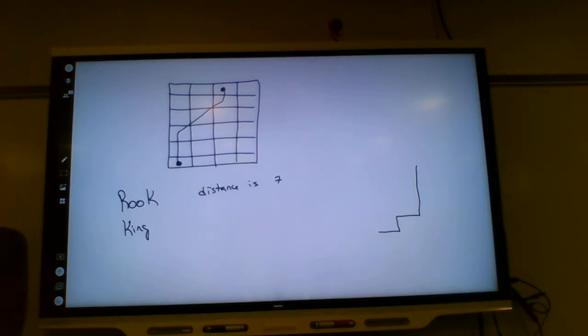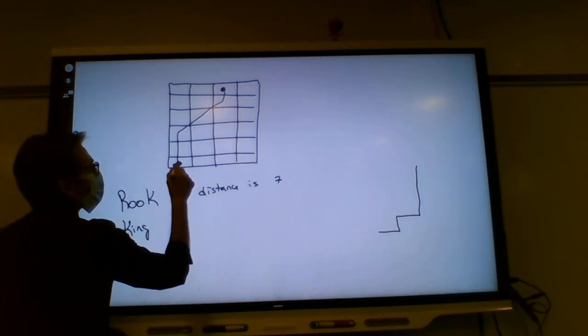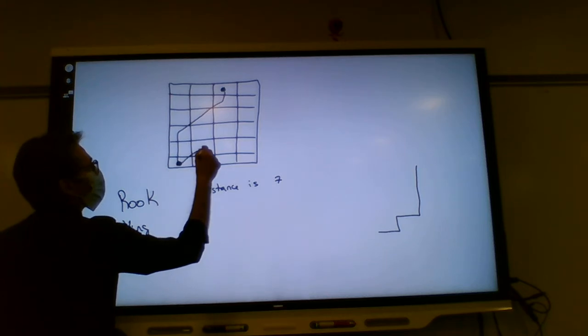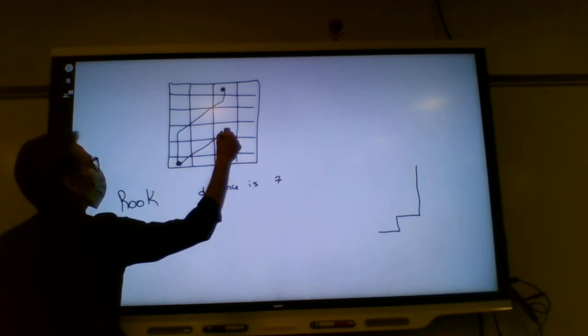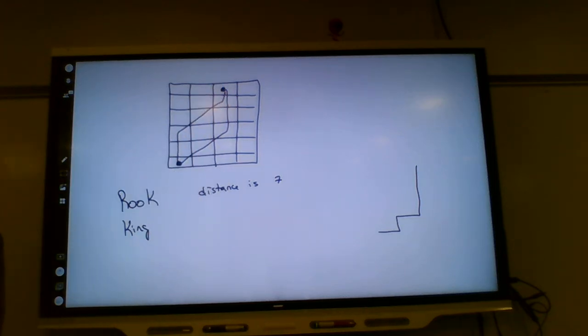Or a different way, right? The king could get there in different ways as well. What if the king chose a different way? Give me another route for the king to take. Which way do I go? Up, right, or diagonal? Diagonal. Or diagonal? Diagonal again. So we've gone 2, 3, 4, still 5.